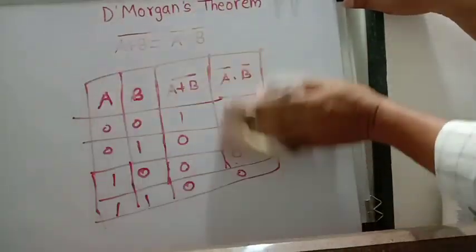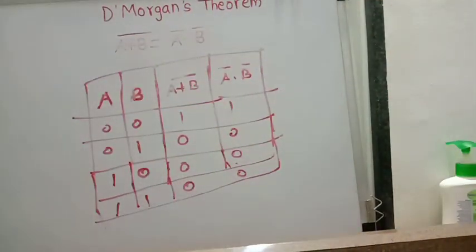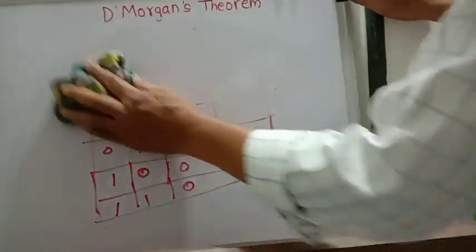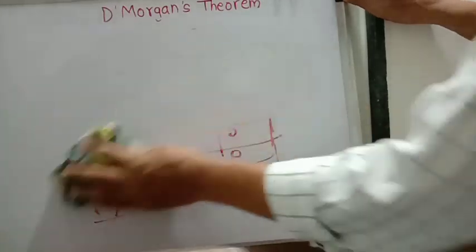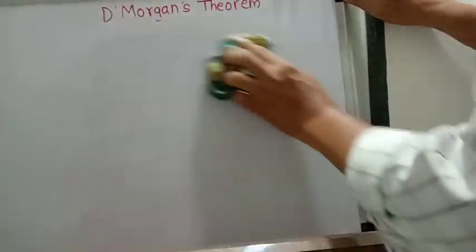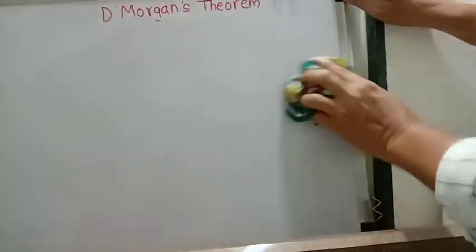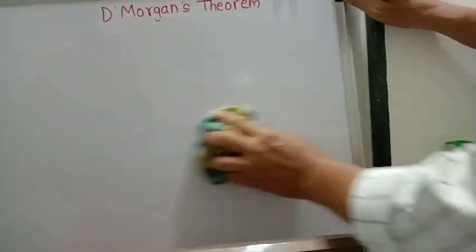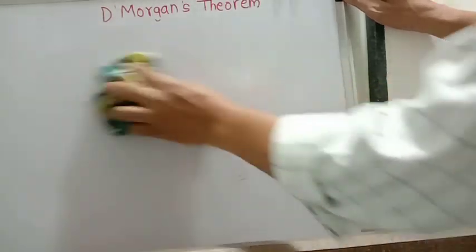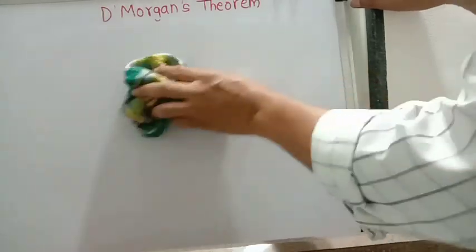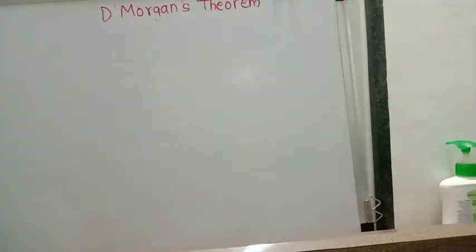So we will stop here. Next time we have to prove second theorem, that is complement of product AB bar is equal to product of complements. Complement of product is equal to sum of complement, that is AB bar is equal to A bar plus B bar. So we will stop here.